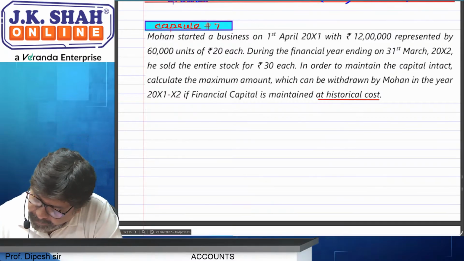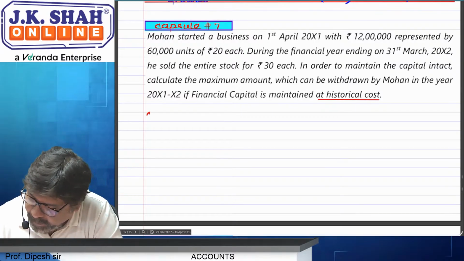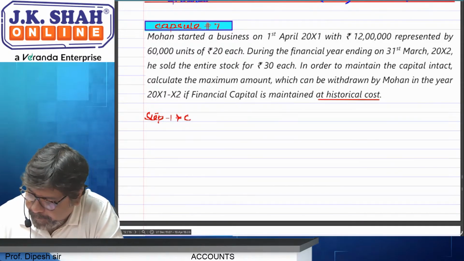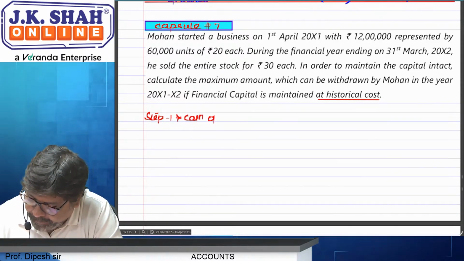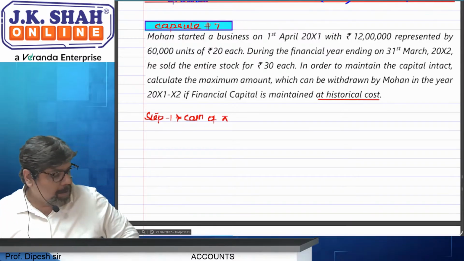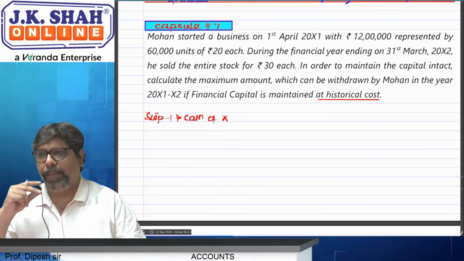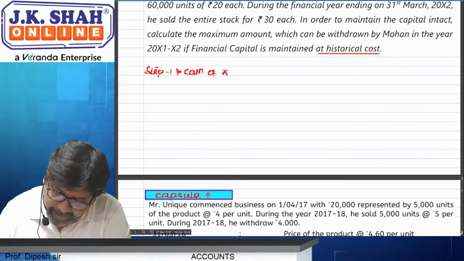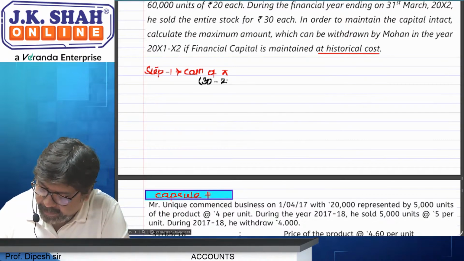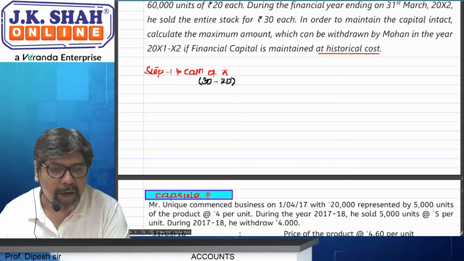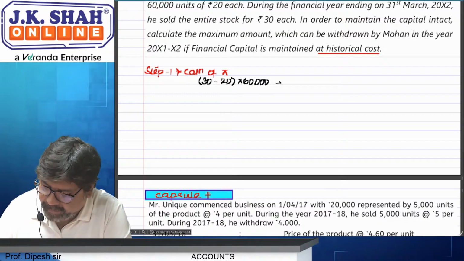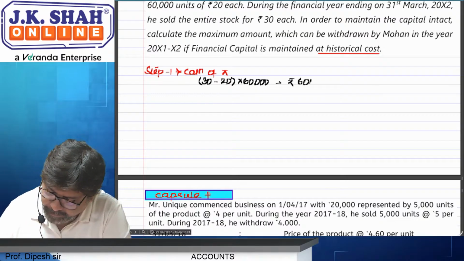Now, step 1, calculation of profit. How to calculate profit? Selling price minus cost price 20, into number of units. How many units are there? So 6 lakhs. Correct?